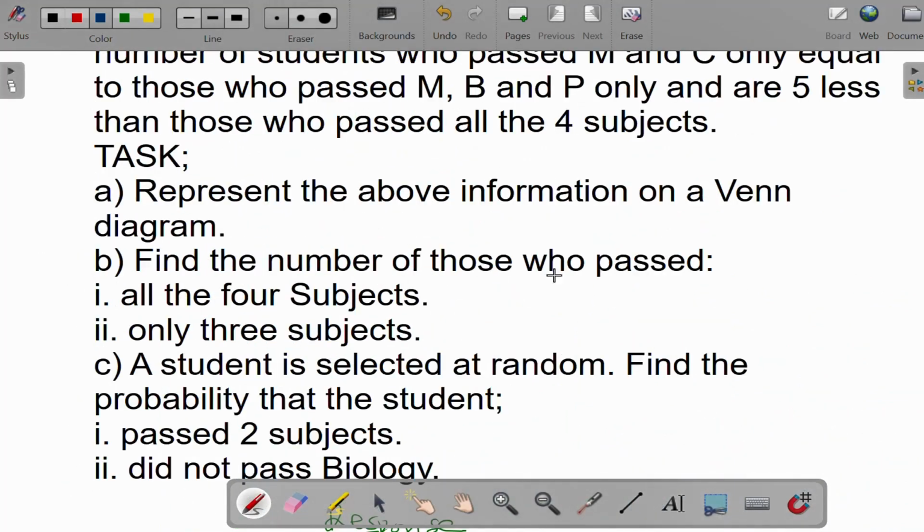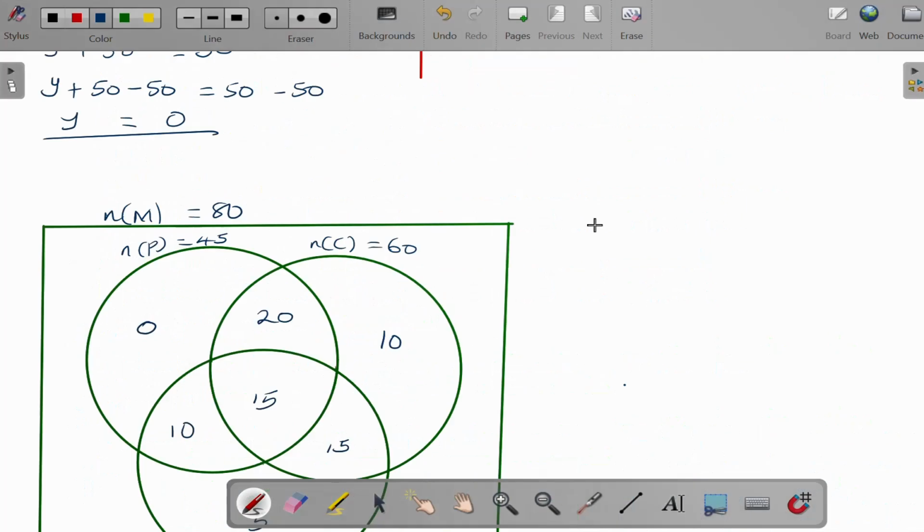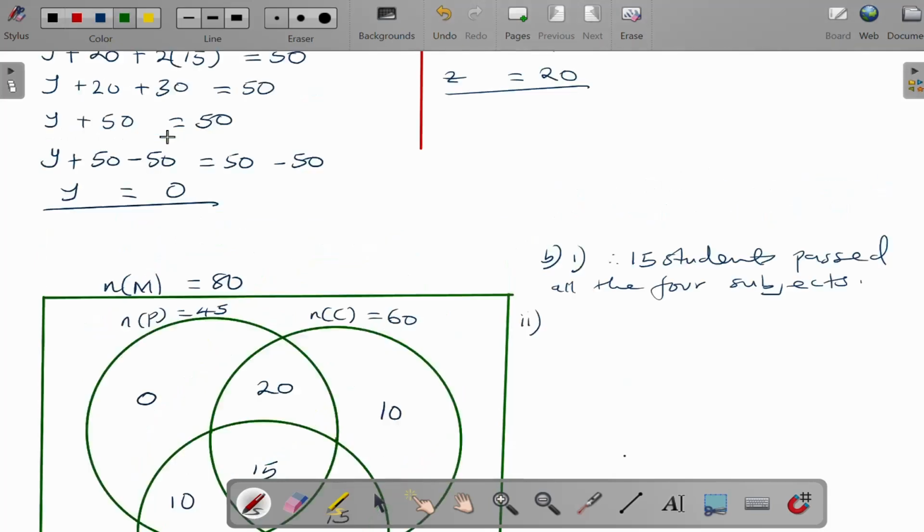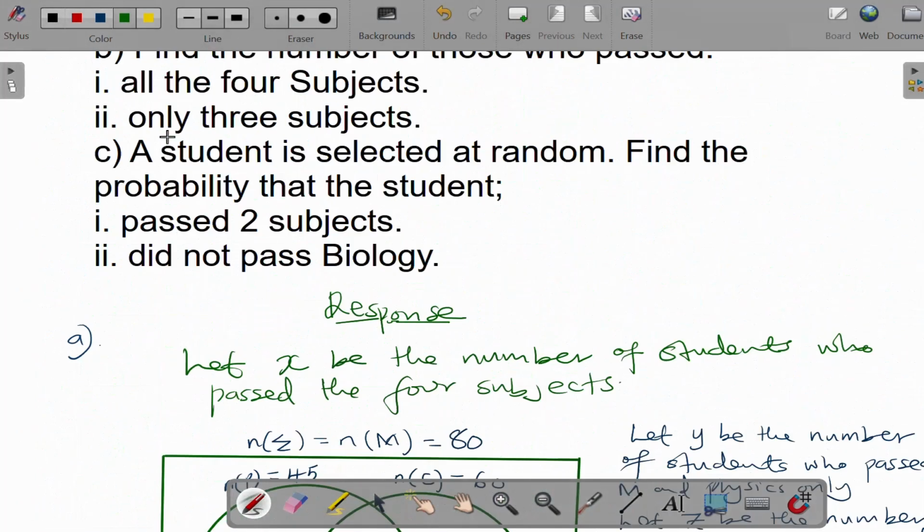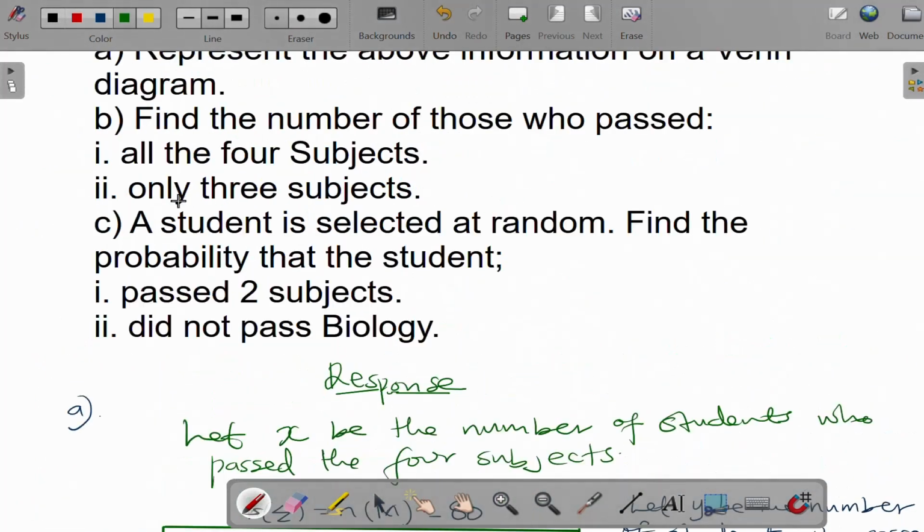We go for part B. Find the number of those who passed all the 4 subjects. And we write our part B from here. Number 1: those who passed all the 4 subjects are 15. So I say that therefore 15 students passed all the 4 subjects.